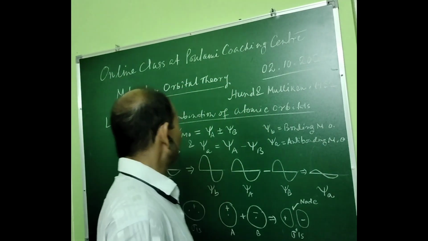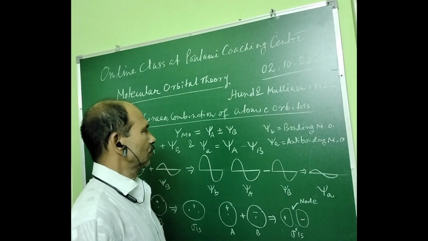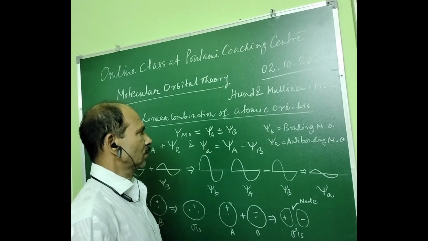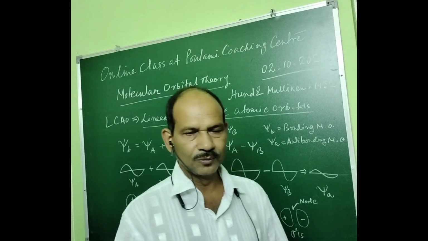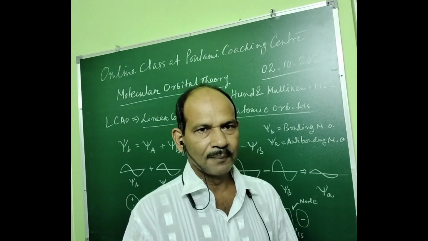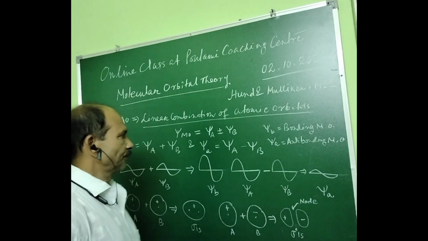Today's class is on molecular orbital theory. According to scientists Hund and Mulliken, in 1932 they proposed the molecular orbital theory.